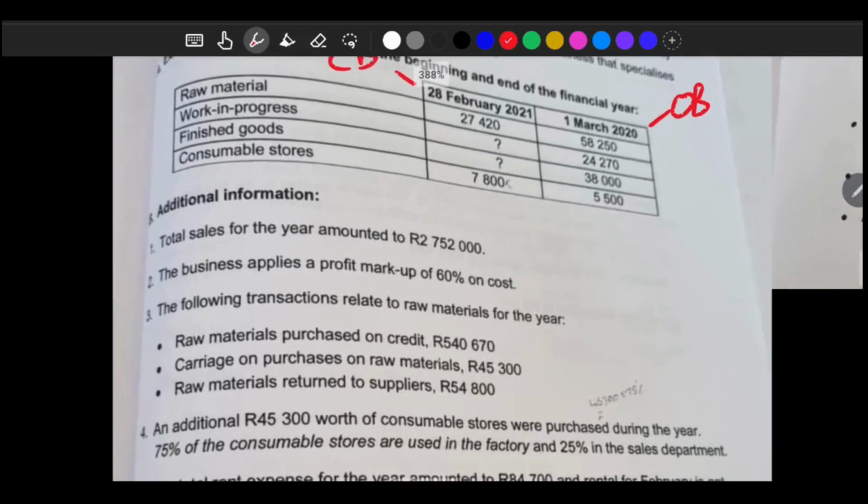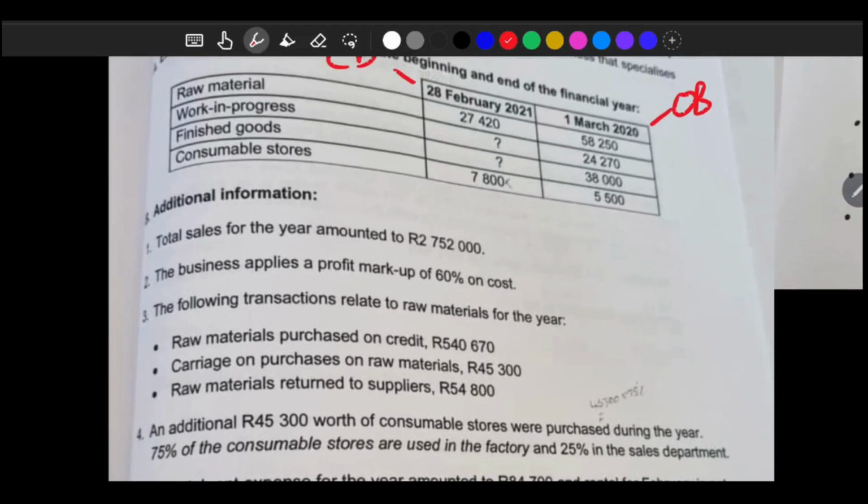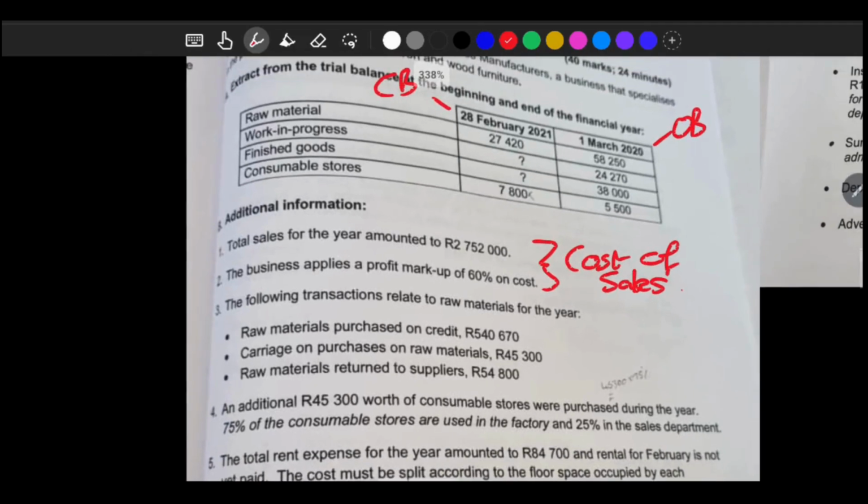Then first additional information: total sales for the year amounted to 2,752,000. And the second one is the business applies a profit markup of 60% on cost. So these two pieces of information will be regarding cost of sales, right? So we will revisit that. We're not forgetting about it, but we'll revisit that.